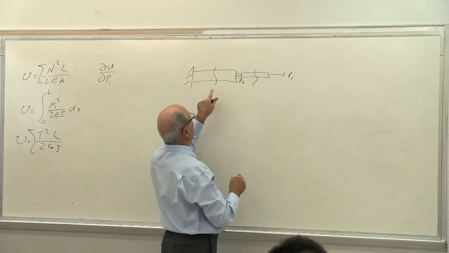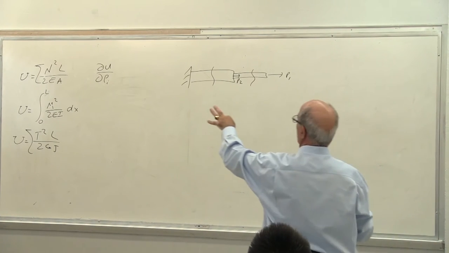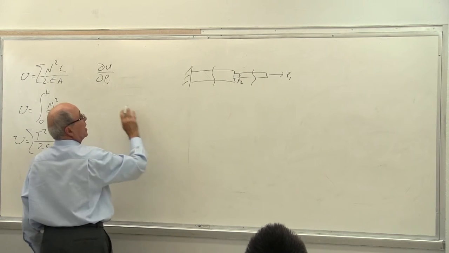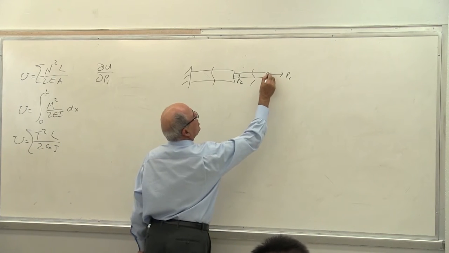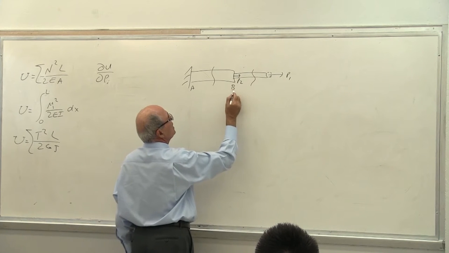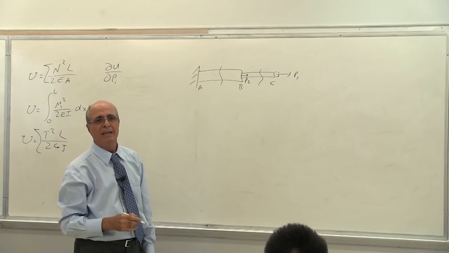N here is P1, N here is P1 plus P2. That's the internal force which goes here. That is the internal. Everybody understand that. However, if I want displacement here, this is what it was, because I have one displacement. A doesn't have any displacement. I have one displacement at B, and I have one displacement at C.